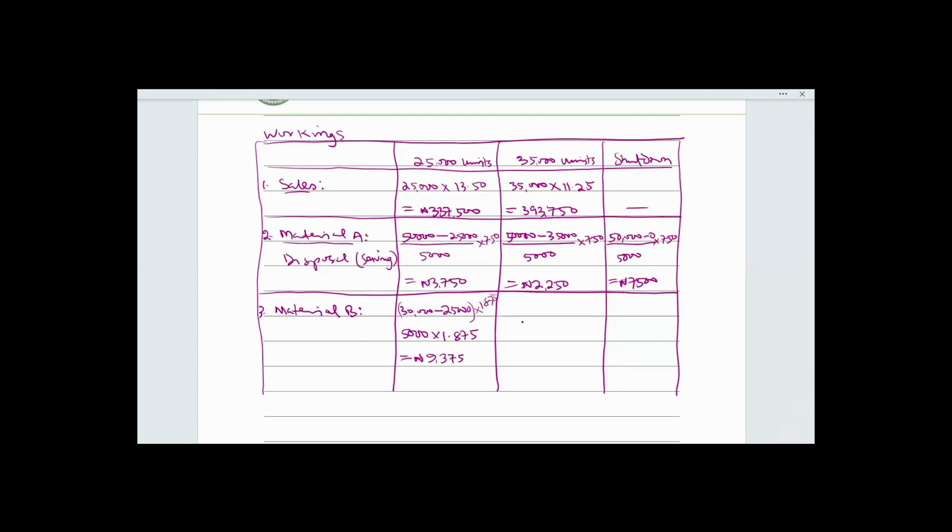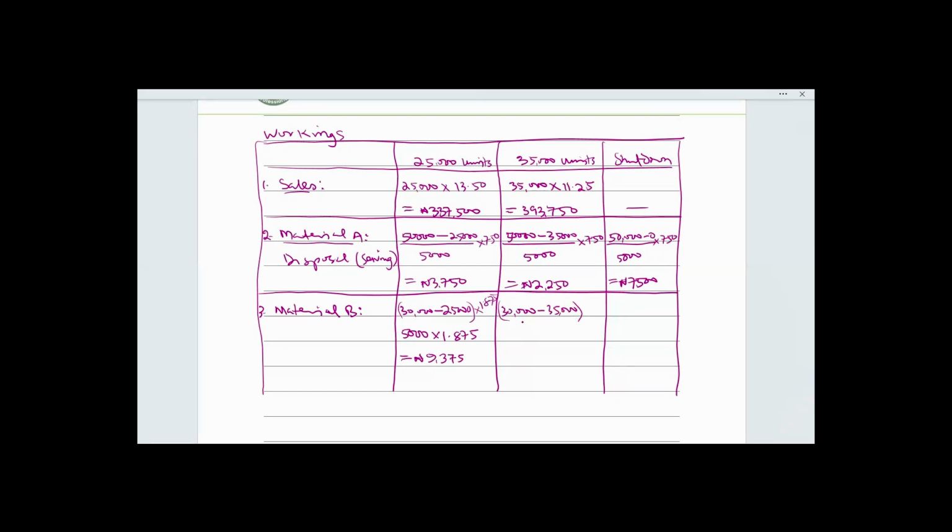Under option 2, the company has 30,000 liters of material B, and 35,000 liters is needed for production. So that means the company needs an additional 5,000 liters of material B, because what you have available, which is 30,000 liters, is not sufficient to produce the entire 35,000. So the extra 5,000 liters that you need, you go and purchase it. At what price? At the replacement cost. So you go to the market and buy it.